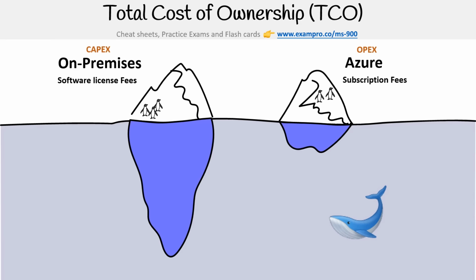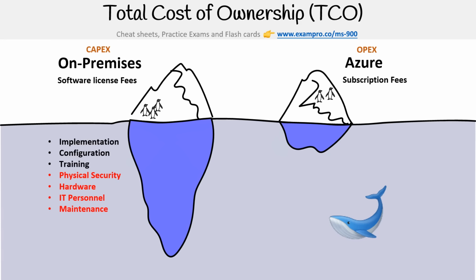On the left-hand side, if you are on premises, you have to deal with the implementation, the configuration, and the training, but you also have to deal with the physical security of your building. You have to pay for the hardware. You have to pay for the IT personnel. You also have to deal with maintenance. Now on the right-hand side, on the cloud, you still have to do implementation, configuration, and training, but that's about it. So there's a big difference in terms of what you have to do.